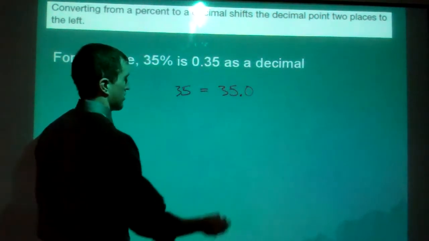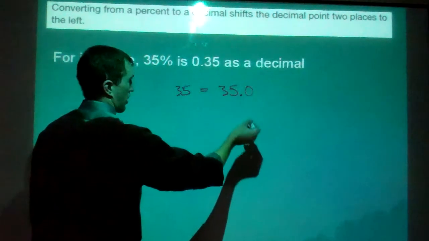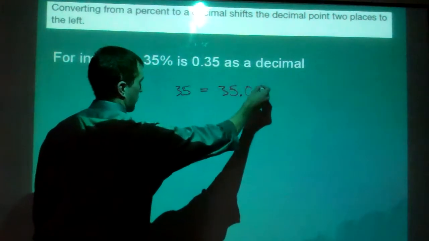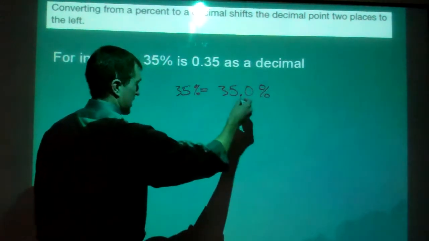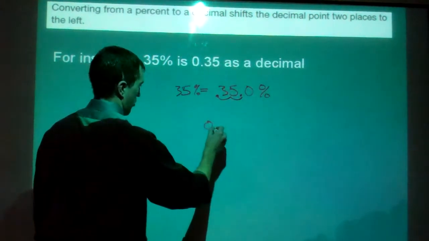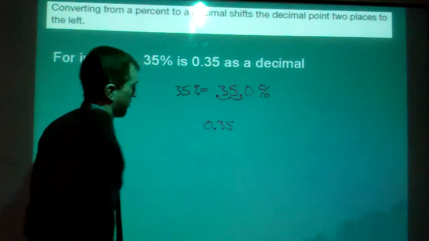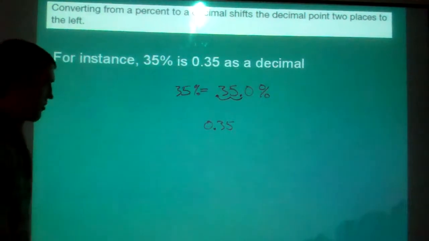So this actually means if we're going from 35% to a decimal, we're going to move this 1, 2. So boom, it's right here now, 0.35. So just remember that if you have a whole number, the decimal sits to the right of your number.